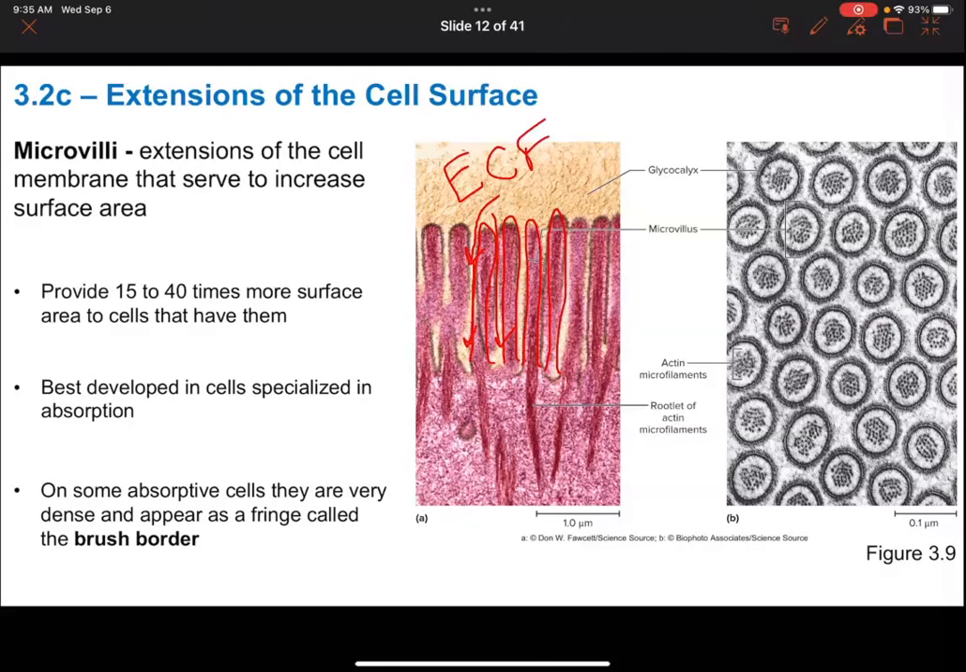Areas or cells that have a dense area of these microvilli look like fringe on a jacket at the microscopic level, of course. These are called brush borders, and we see them in the small intestine of the digestive system, which again is where you've got the majority of absorption of nutrients. So the small intestine is where you're going to see a lot of these microvilli.